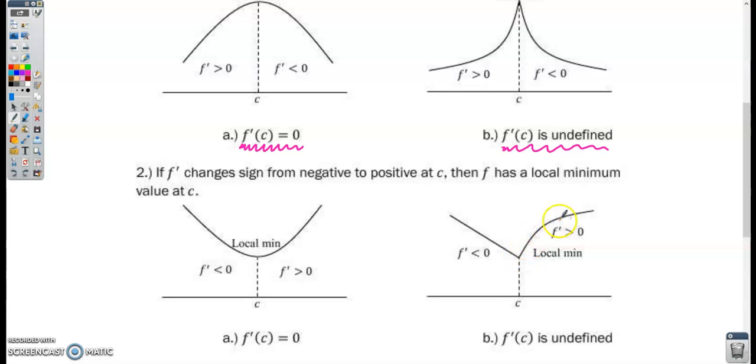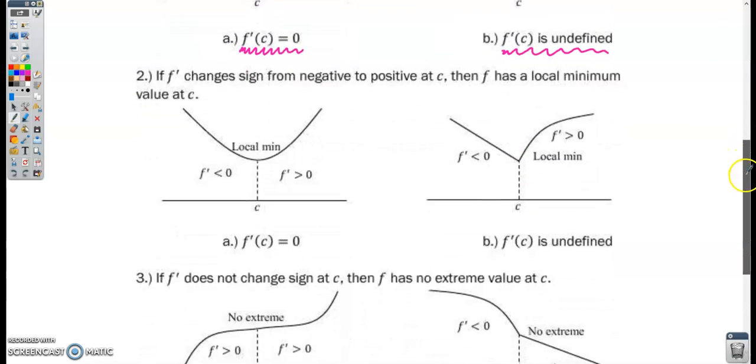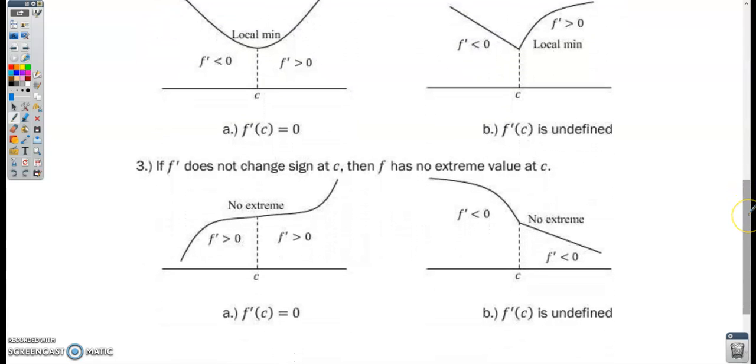Same thing when we've got the cusp point down here. The function is decreasing, hits the critical point, and then the function is increasing. That again is indicative that we've got a local minimum. And then the third possible scenario is when f prime doesn't change sign at c, the value where the critical point occurs, in which case there's no extreme value.